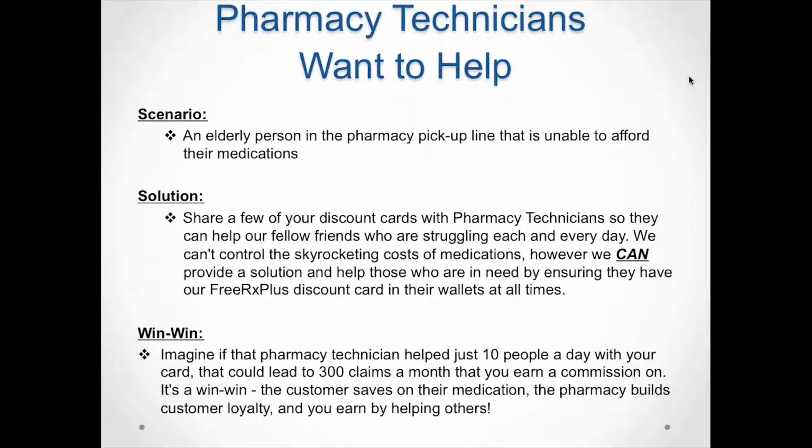Now imagine if that pharmacy technician helped just 10 people a day with your discount card. That could lead to 300 claims a month that you earn a commission on. It's a win-win situation. The customer saves on their medication, the pharmacy builds customer loyalty, and you earn by helping others.